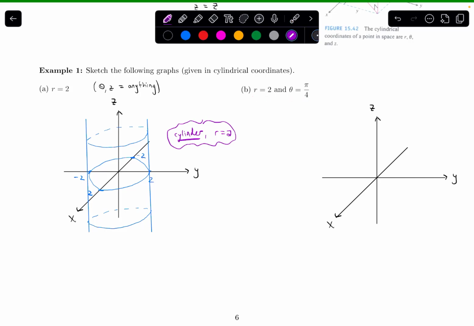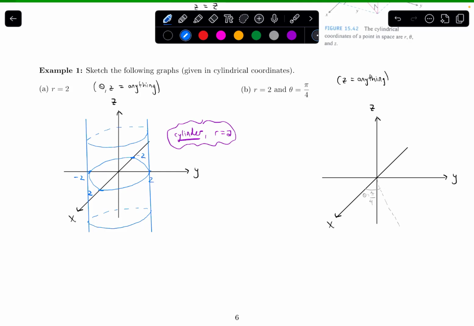There's no z, which means z can be anything. So, if I start with theta, theta is pi over 4. From the positive x-axis, I'm going to make an angle of pi over 4. And then I'll draw a line coming out this way. And along that line, I have to go a distance, r equals 2.